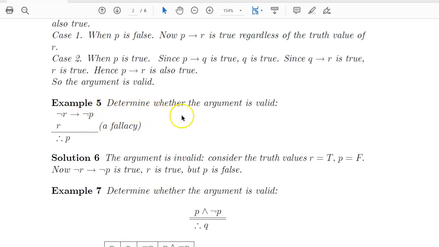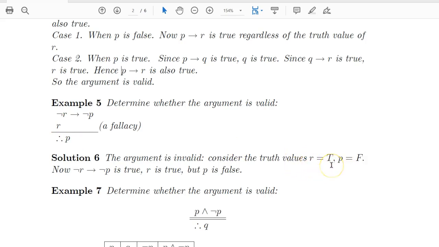The next example, determine whether the argument is valid. If not R, then not P, R, and therefore P. We'll see that this is a fallacy. To see that, we have to find a case when both premises are true, but the conclusion is false. And we can select its values.